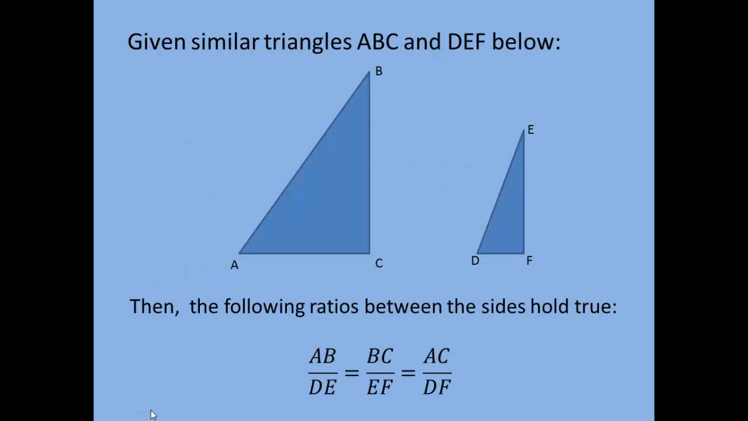Given similar triangles ABC and DEF below, they're telling us that the triangles are similar. That's going to allow these ratios to hold true. Then the following ratios between the sides hold true. Side AB corresponds to side DE, so we write AB over DE is equal to, it should have the same proportions as side BC compared to side EF, which should have the same proportions as side AC compared to side DF. We're going to use these to help us solve for a missing side in a similar triangle.